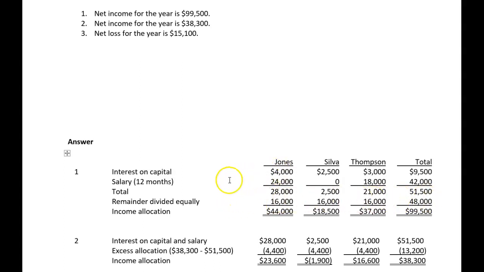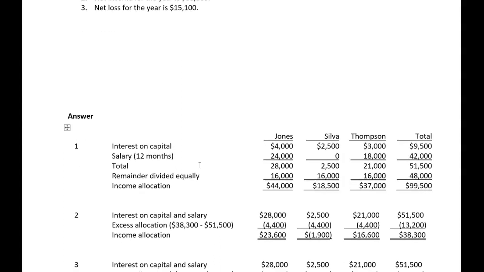Right? So as long as you have income and it exceeds the other allocations that you've agreed on, it's pretty straightforward. In the second one, they have income, but the income is not going to be enough to cover all of the other items that they've identified. So the $28,000, using these same numbers here, right? The set capital and salary allocations are $28,000, $2,500, $21,000. This row right here. So they just didn't go back and recalculate for $51,500.